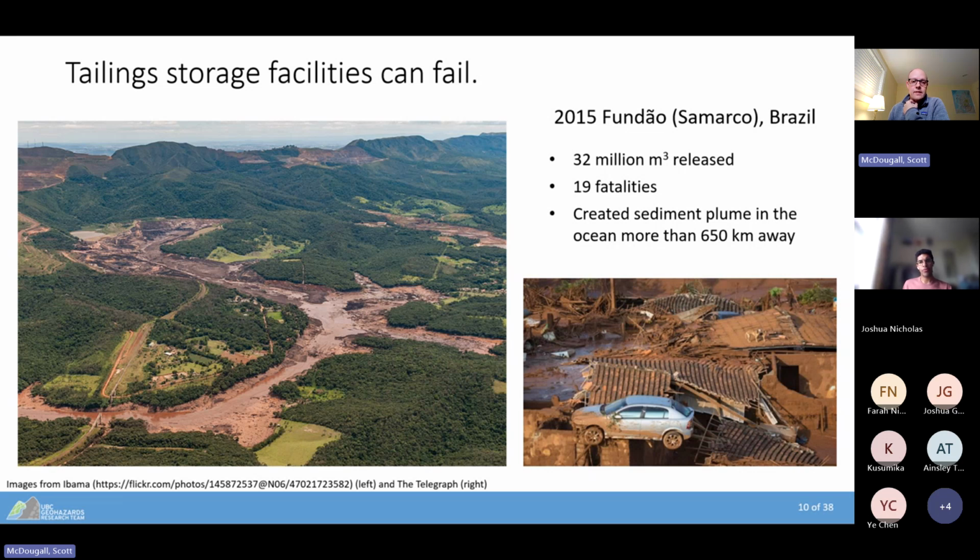And just as an example of how far the damage can extend in these kinds of failures, there was a sediment plume that was created in the Atlantic Ocean from this failure, and that's more than 650 kilometers away from the mine site. The lower right image is kind of a famous photo from this event showing a car on top of a destroyed house.